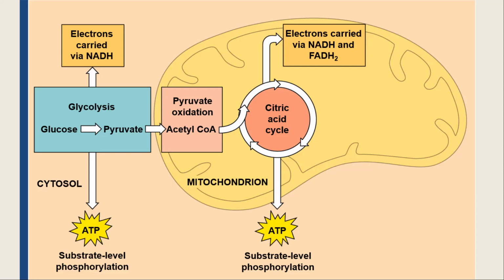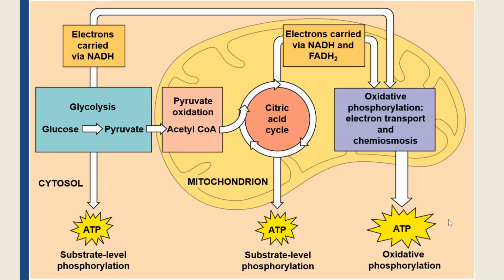So again, bundles of energy that are going to go to the final stage, which is oxidative phosphorylation, electron transport, and chemosmosis. Oxidative phosphorylation is both the electron transport chain and chemosmosis, and we'll talk about what those mean in a little bit. But as you can see in the top part of the diagram, you've got those electron-carrying molecules. Those electron-carrying molecules are what drive the oxidative phosphorylation process.